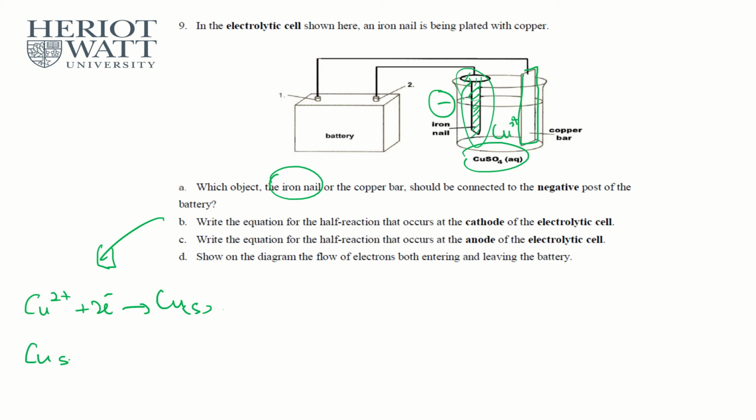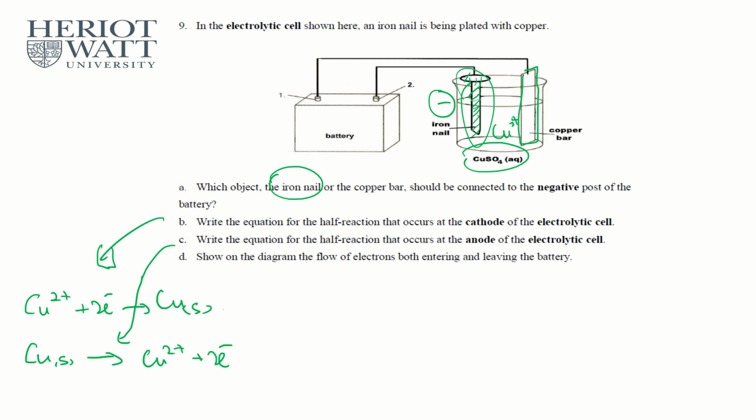So it's copper, solid, okay, changes into copper 2 plus and releasing 2 electrons. So it's the reverse of the first one. So this is for C, okay? The same thing, but just that one is changing to solid, solid changing to ions.